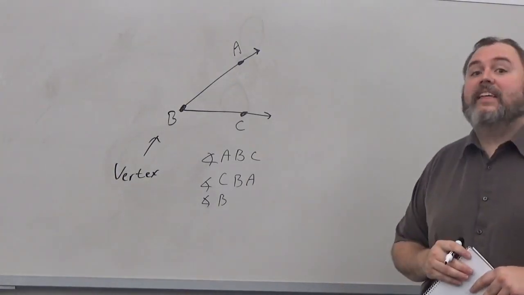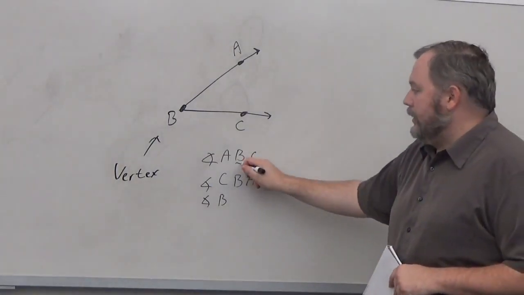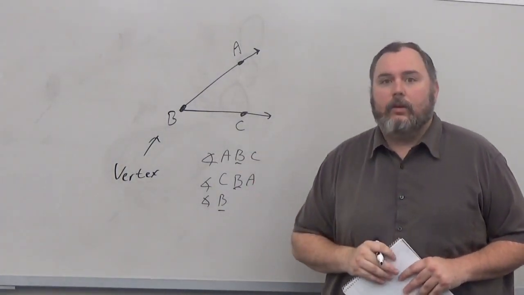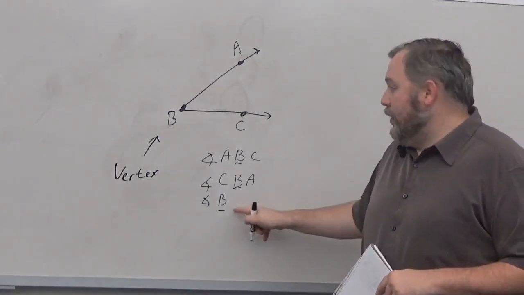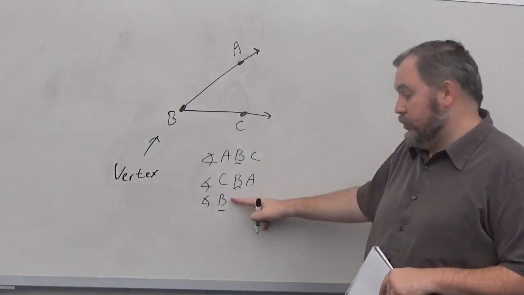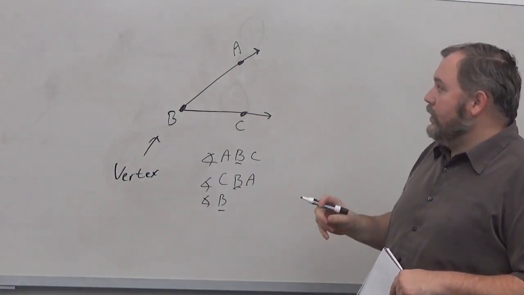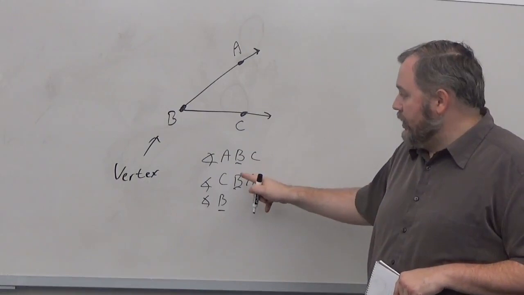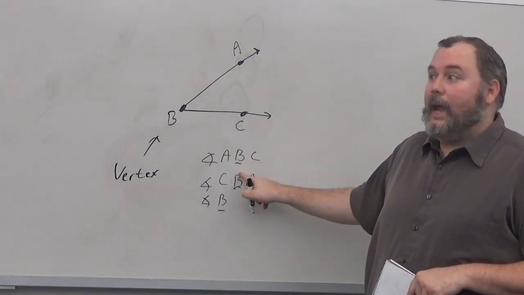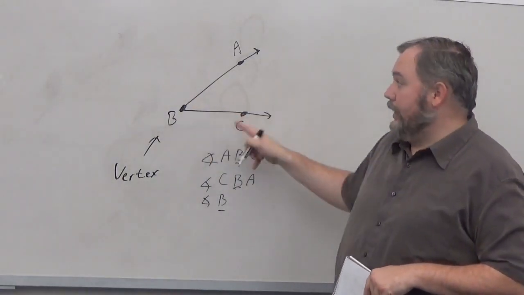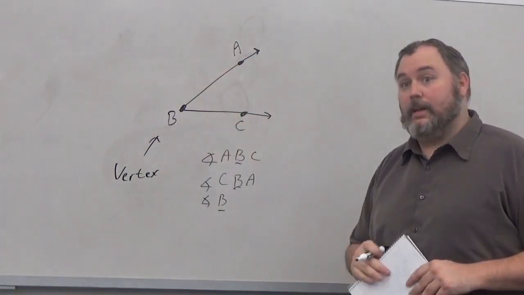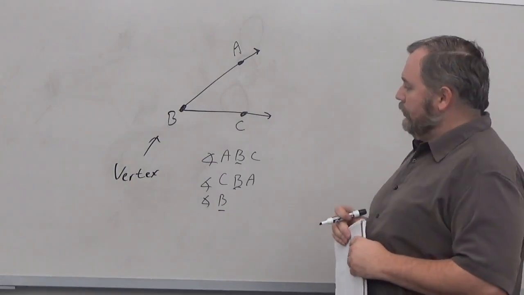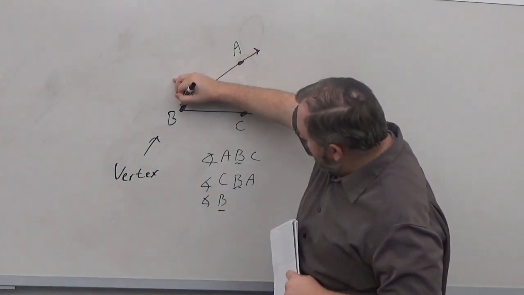Now, what do you notice that they have in common? B. If you are going to name an angle, you can name it just by the vertex, which is B, or you can name it by the 3 points, but make sure that the vertex is in the middle. Why? Because the vertex, if you look at it, is in between these two. It's in the middle. That's why it's so important to know what the vertex is. So let's change this ever so slightly.